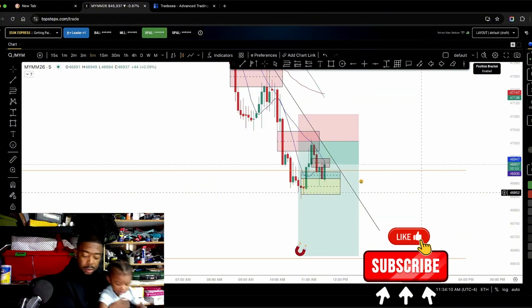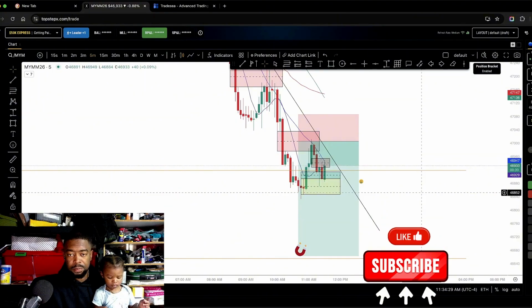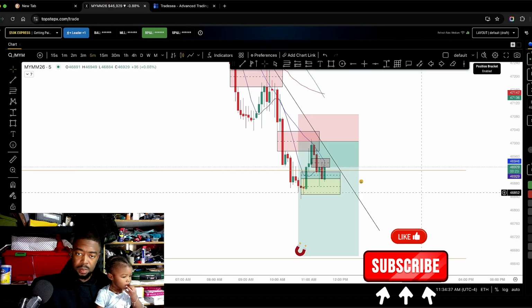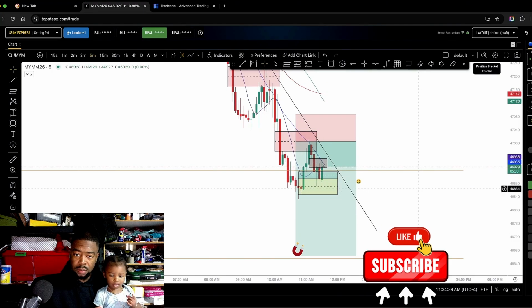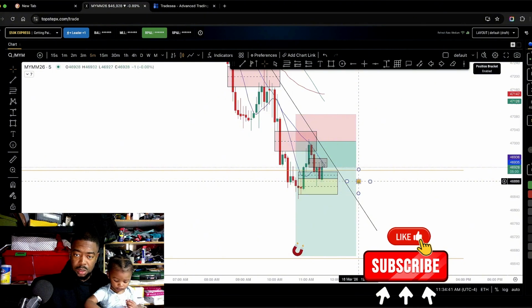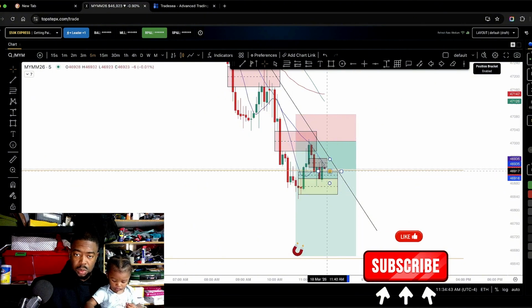We going up, baby. See, I'm good with getting out there. I would have been stuck in this foolishness. But again, the reason we could be going up is, like I said, the sweep. Now we've closed above it again. We have this hourly swing low.